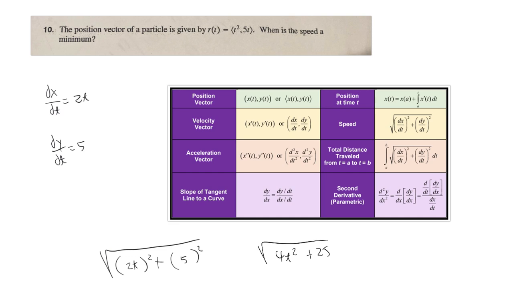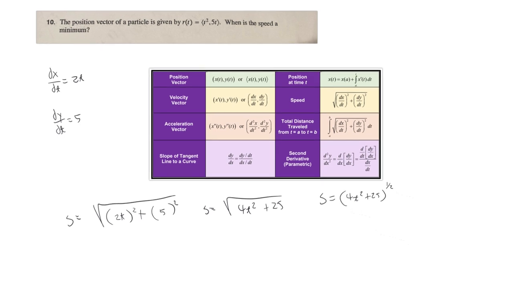And I think everyone acknowledges that this is the speed, so I'll write s equals. And then the reality is that this could be rewritten as 4t squared plus 25 raised to the 1/2 power. At that point, we could go ahead and take the derivative of that. And that should be a chain rule scenario. So we're looking at s prime equals 1/2 times 4t squared plus 25 raised to the negative 1/2 times the derivative of what's inside the parentheses, which is going to be 8t.